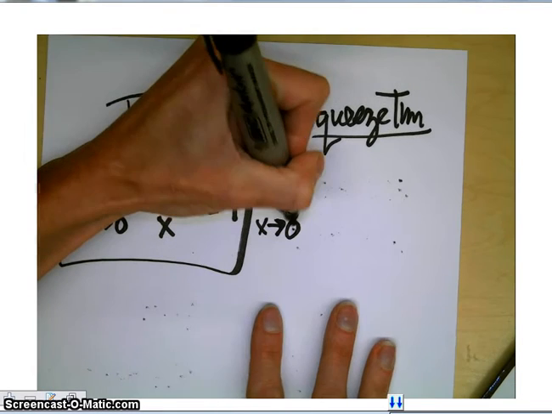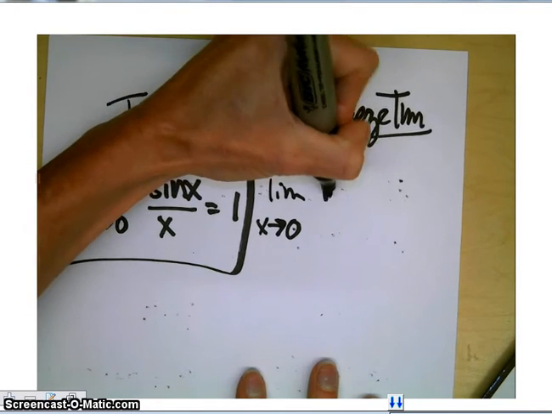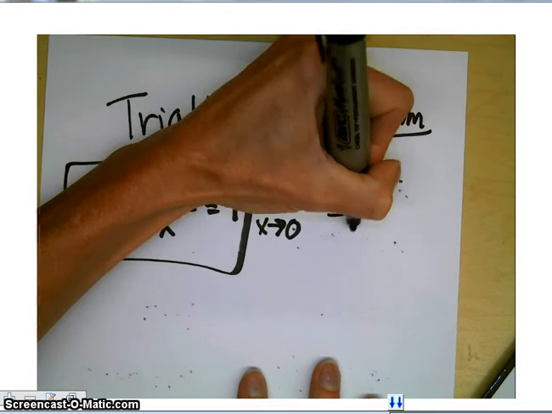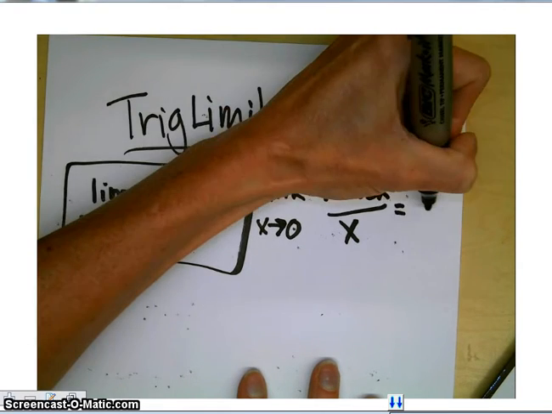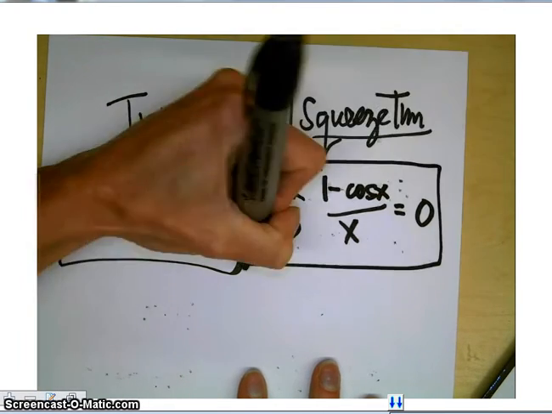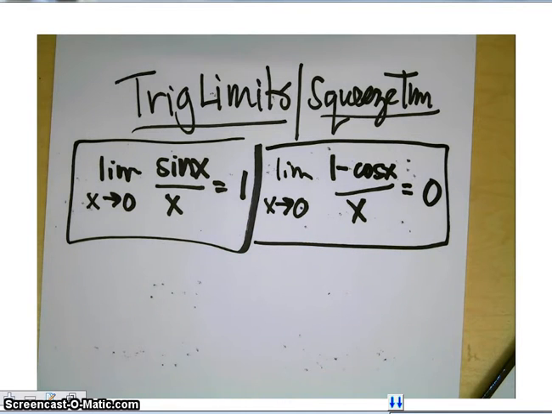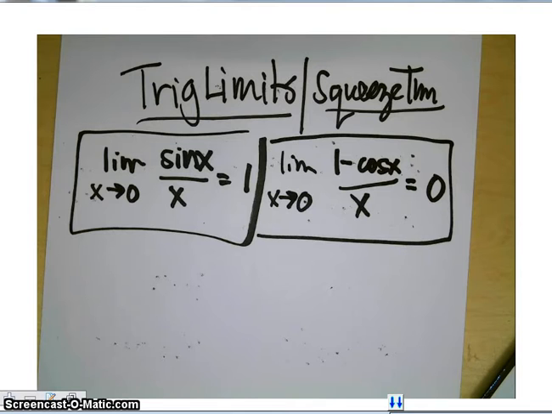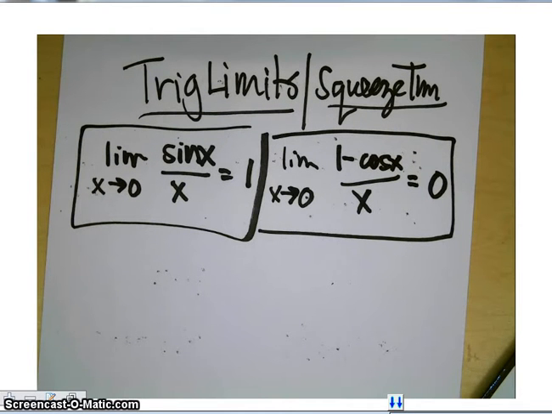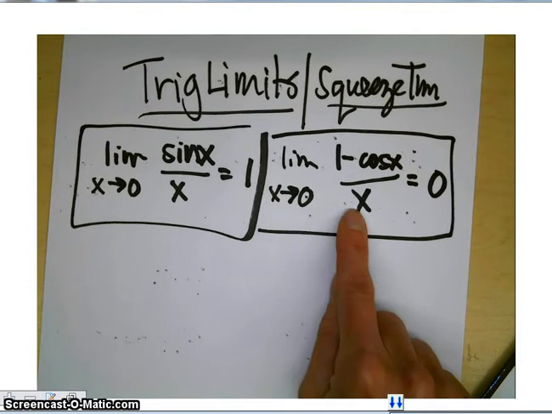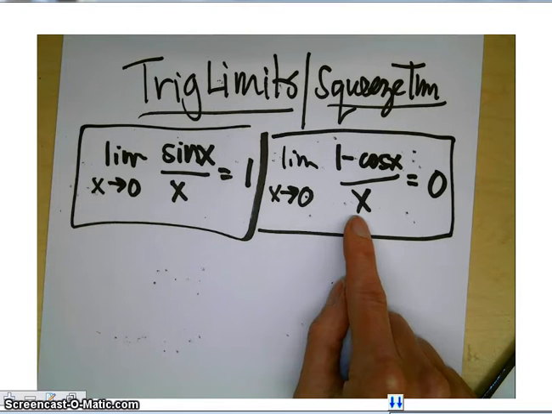And then there's another limit that you need to memorize. The limit as x goes to 0 of 1 minus cosine x over x is equal to 0. So hopefully you'll take my word for it that on that graph, as x goes to 0, the y value is going to 0. It's not actually ever going to get there because you're dividing by 0 every time, but that's where the values go.